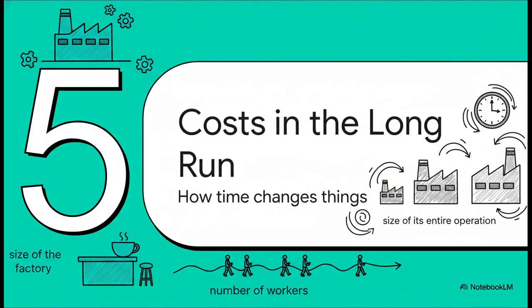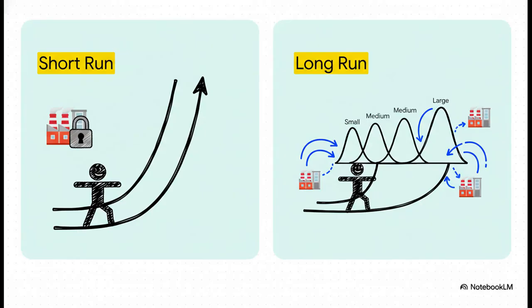All right, so everything we've talked about so far has assumed one big thing, that the size of the factory or the shop is fixed. That's what we call the short run. But in business, time changes everything. So let's zoom out and see what happens in the long run when a firm has time to grow. This graph shows the difference perfectly.